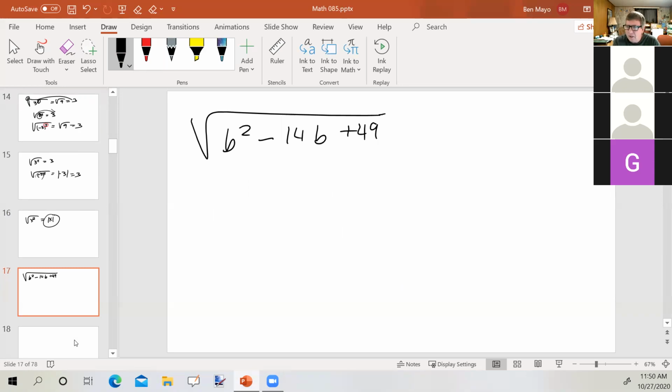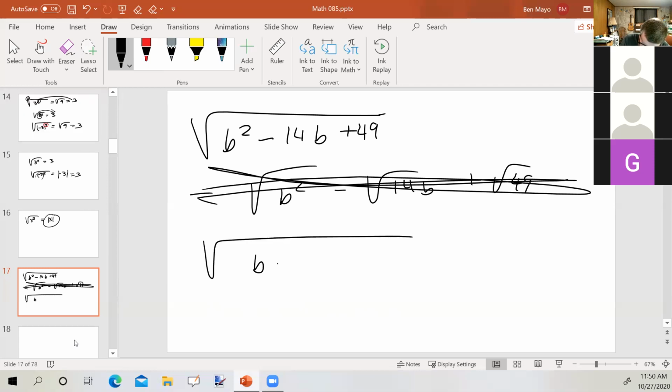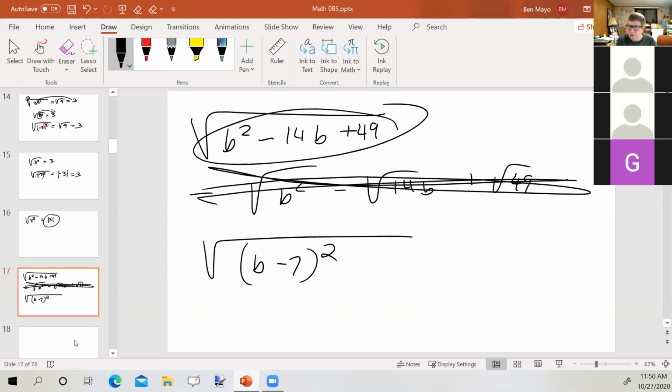Now, the mistake here is to assume that we can take a sum or a difference and break it up and write it like this. Can't do that. Okay, and we'll learn more about that later. But what we can do is write this like that. Isn't that a perfect square trinomial? Oh no, not factoring again. Okay. You see how I got there?